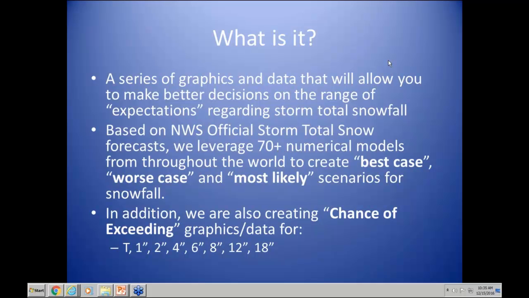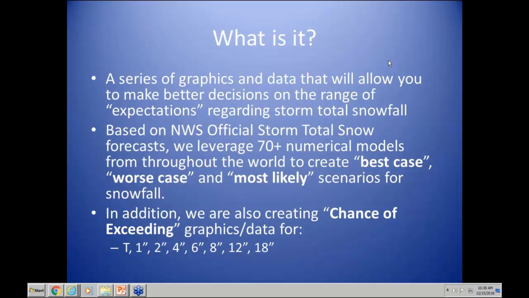Basically, it's going to be a series of graphics that really are going to show you the range of possibilities when it comes to snowfall predictions. It is based on our official forecast, so the forecasters are still engaged in the forecast and the probabilities. We use a lot of different models to come up with these statistical analyses, which we'll talk about.